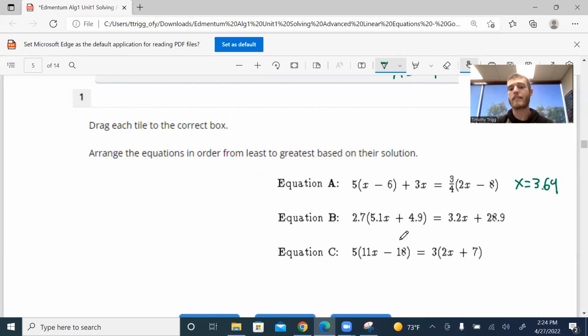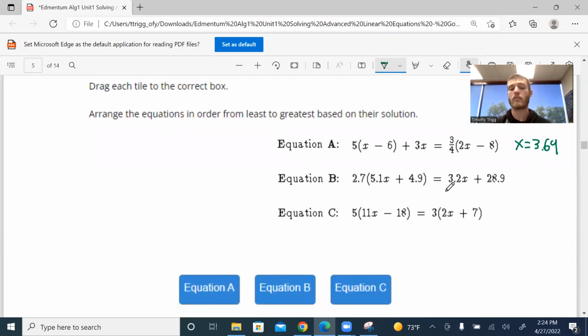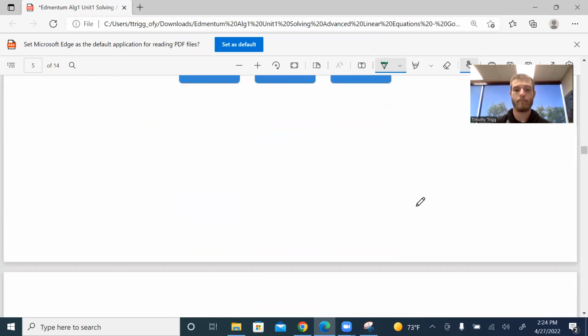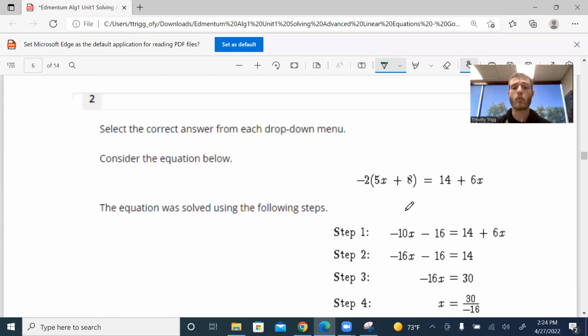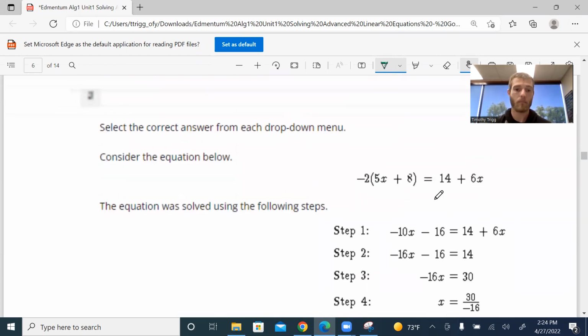Go ahead and solve for x on the next two equations and put them in order from least to greatest. Okay, most of these questions I'm not going to do them completely with you. I'm just going to give you some of the steps or some hints usually.